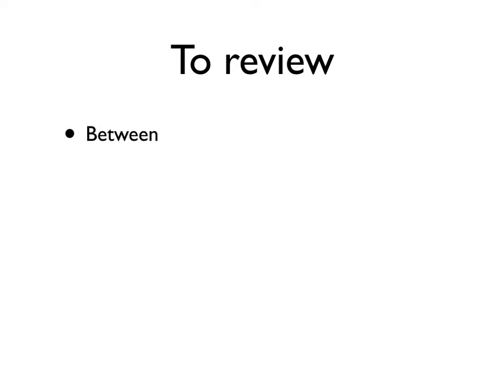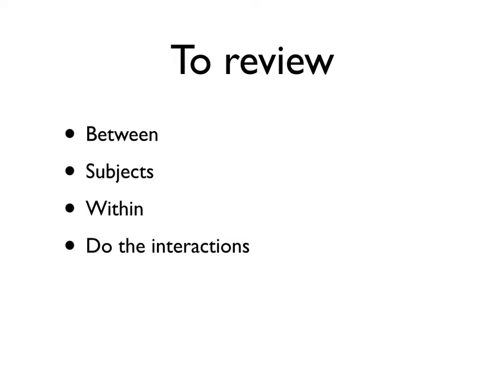Okay, to review this. Between, subjects, within. You list the betweens. There may be more than one factor. In our case here, it was one, which was the test type, or memory type. Then the subjects, where they are, was subjects within test. Then the within factor was retention interval, and then we started crossing them with each other. Then you do the interactions. If you do this, it's a mechanical thing.